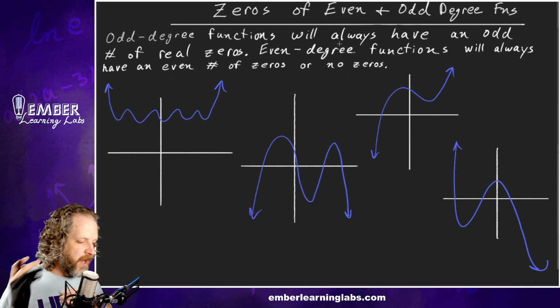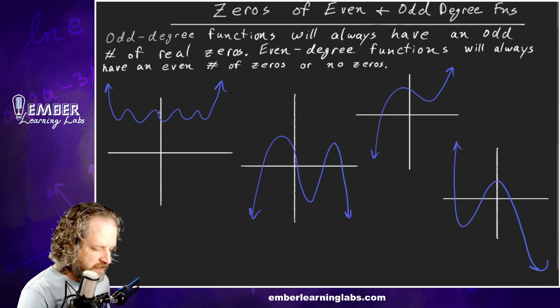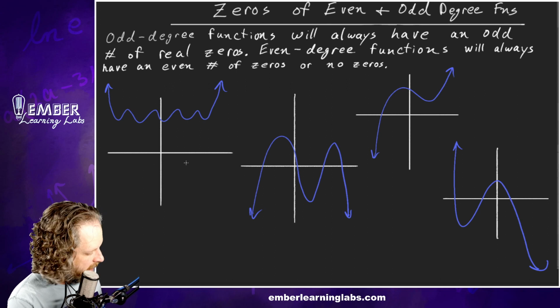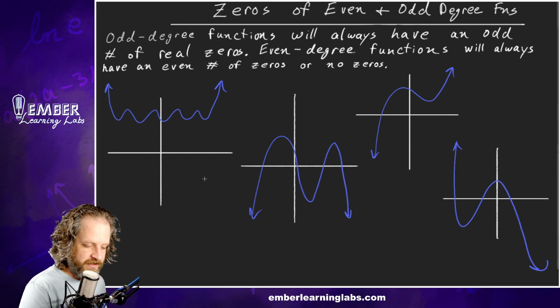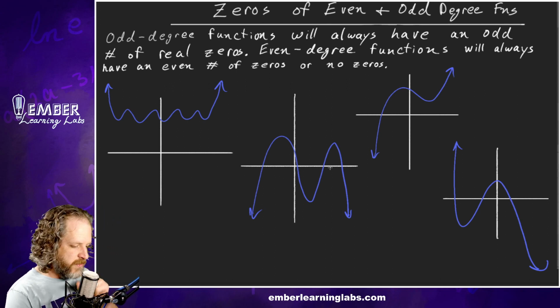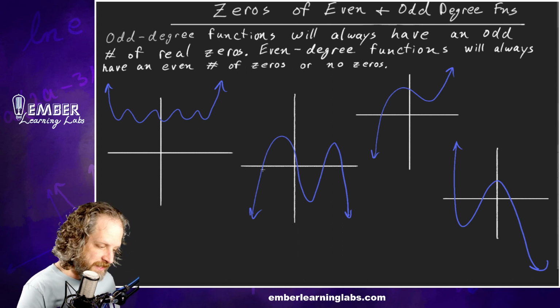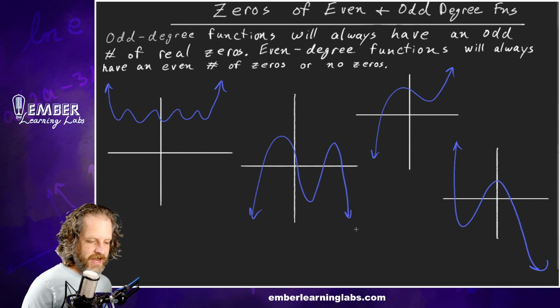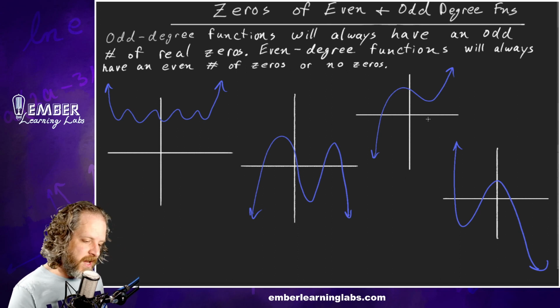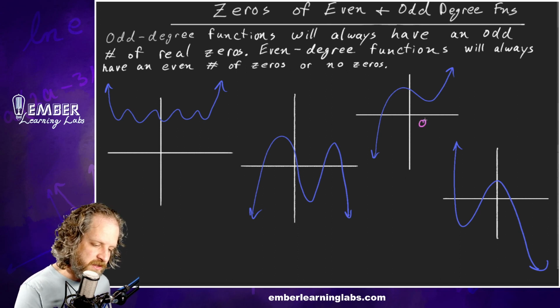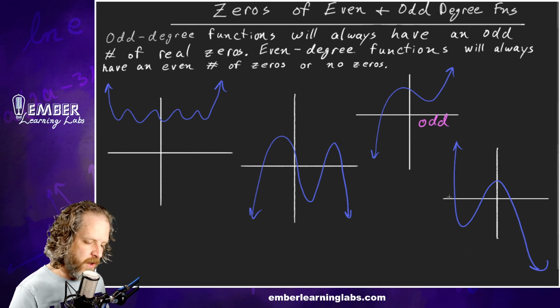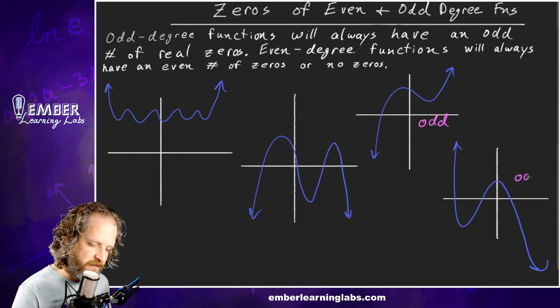So pause. How many zeros does this one have? It has 0 zeros. It doesn't ever cross the x-axis. How many zeros does this one have? 1, 2, 3, 4. 4 is an even number, so this is not an odd degree function, right? This one is an odd degree function, so this one is odd. 1, 2, 3. 3 is odd, so this is an odd degree function.